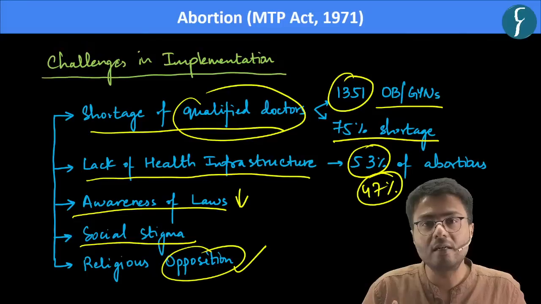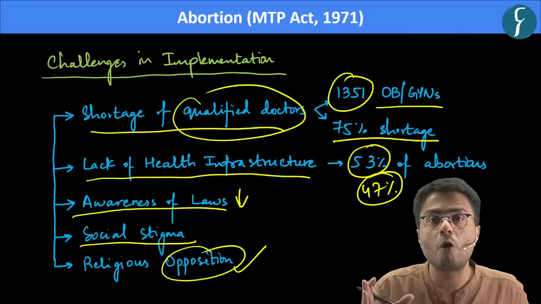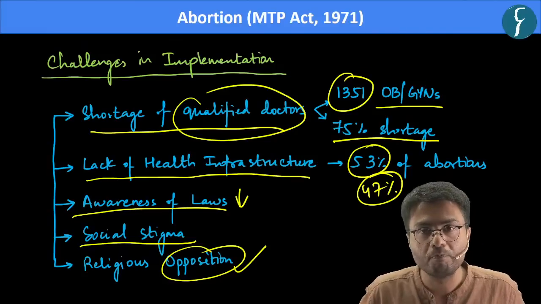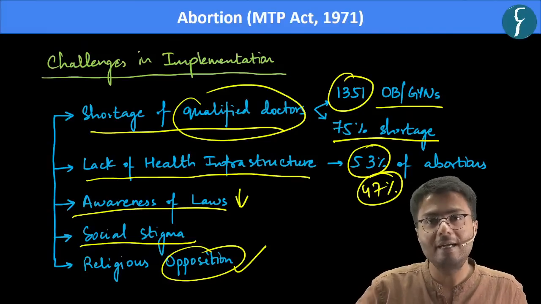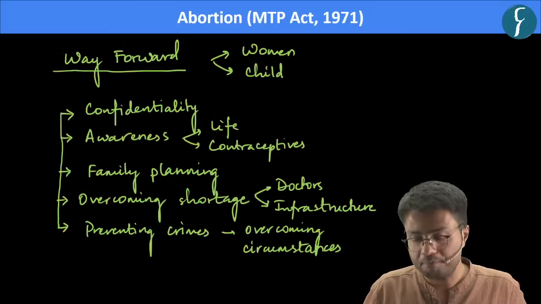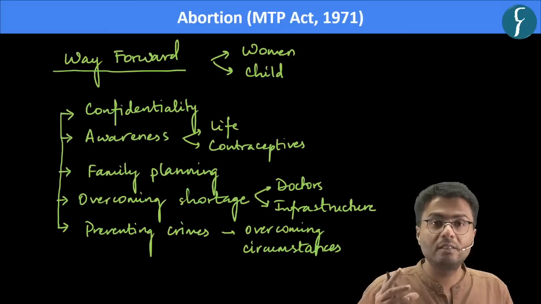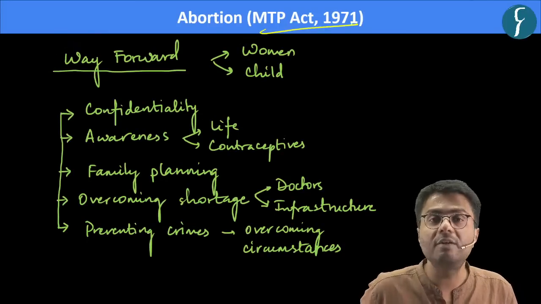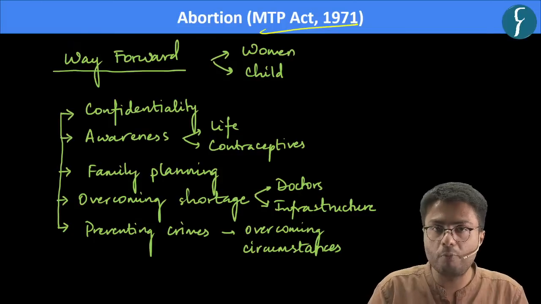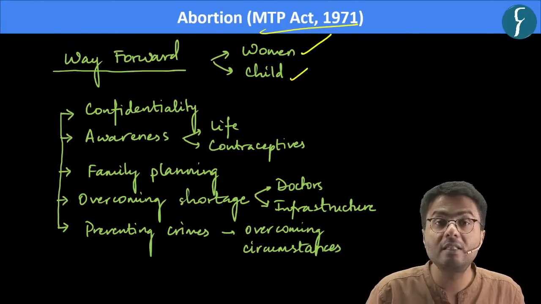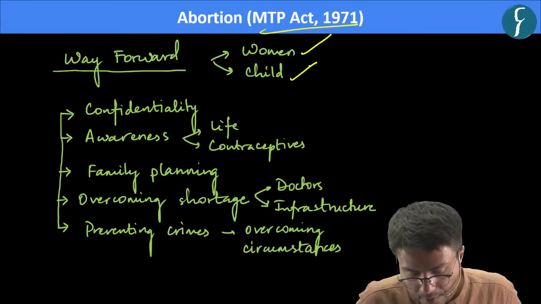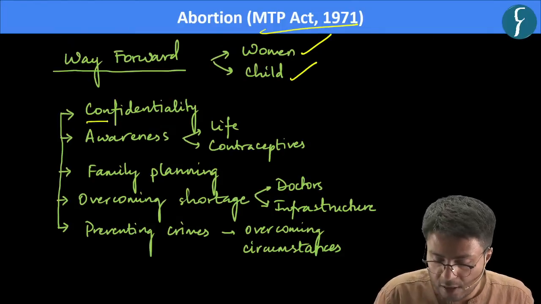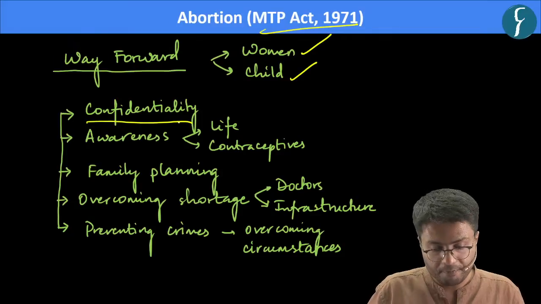Therefore, we need certain steps to make this law more comprehensive as well as make its implementation more desirable. What are these steps? Let us take a look in the next slide. Now, the first step in this regard is that any law, that is the MTP law of 1971, should undertake both rights of women as well as that of the unborn child. Therefore, any law and its application requires a certain degree of confidentiality.